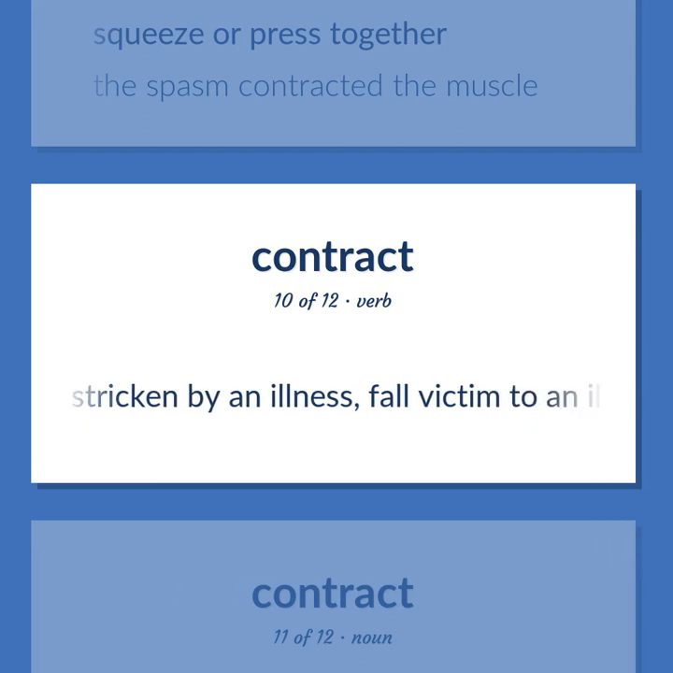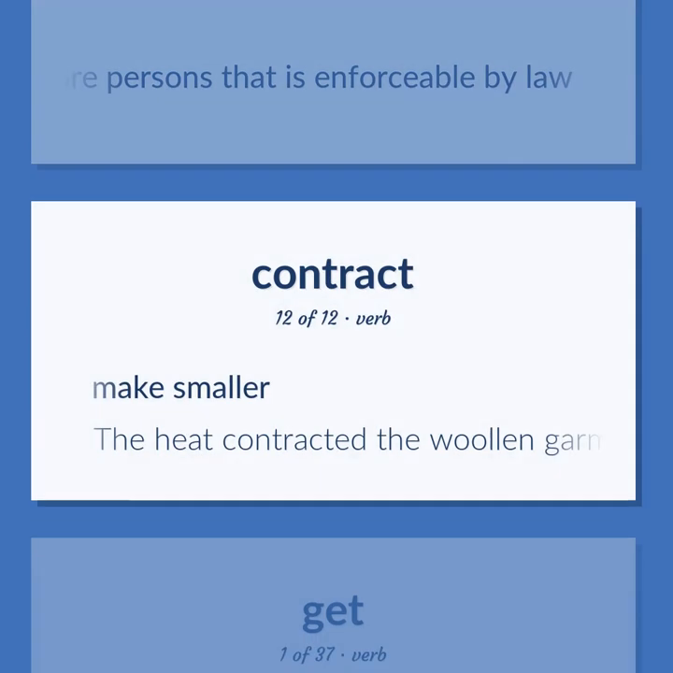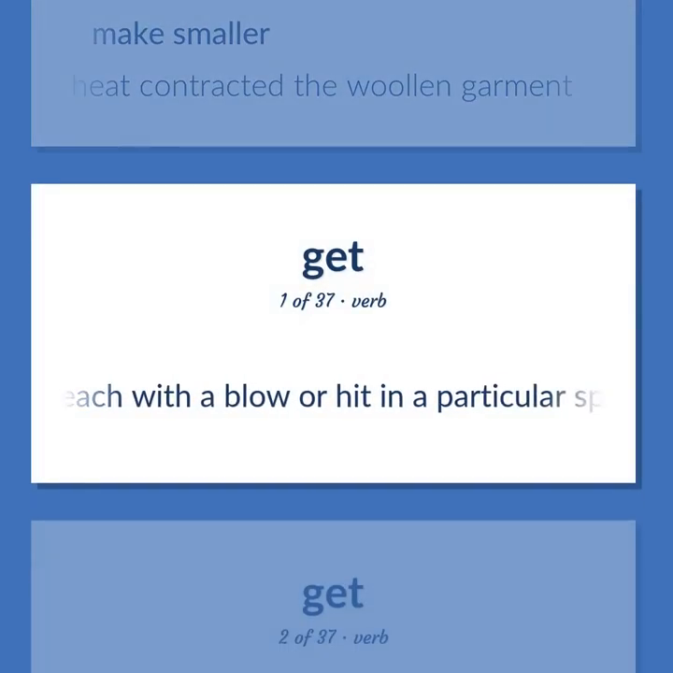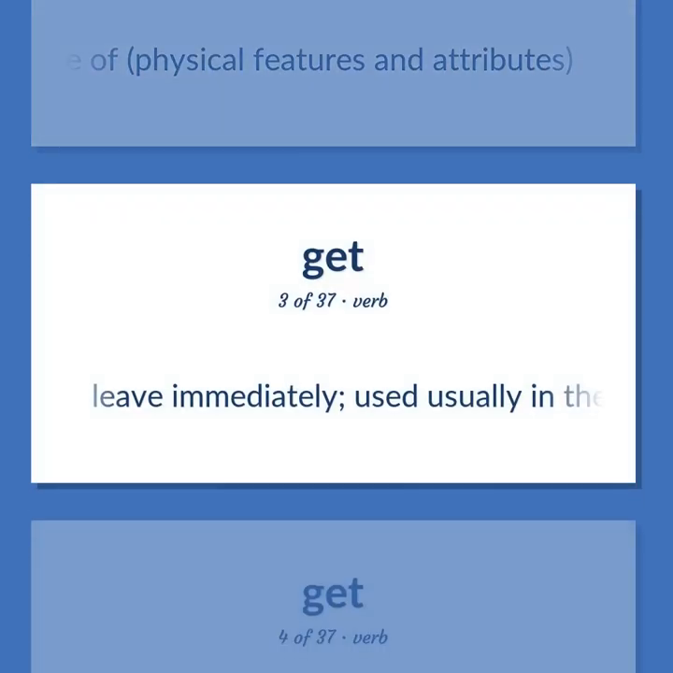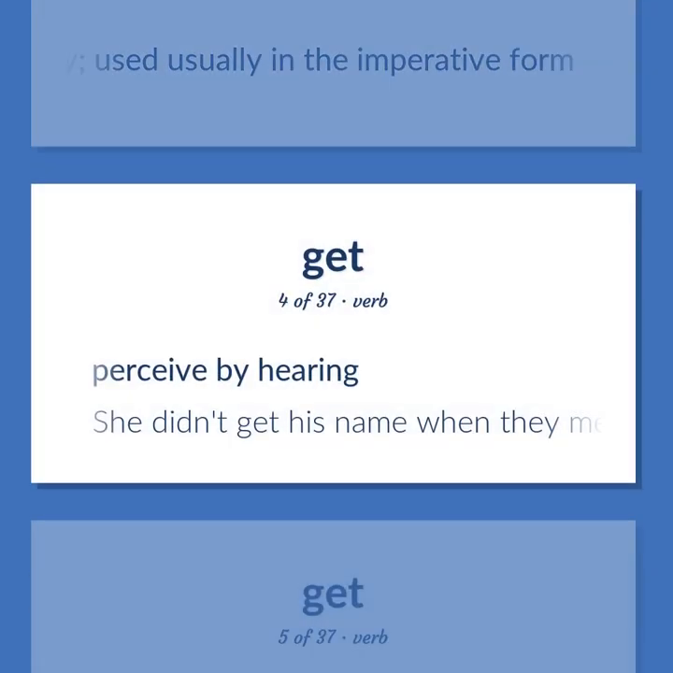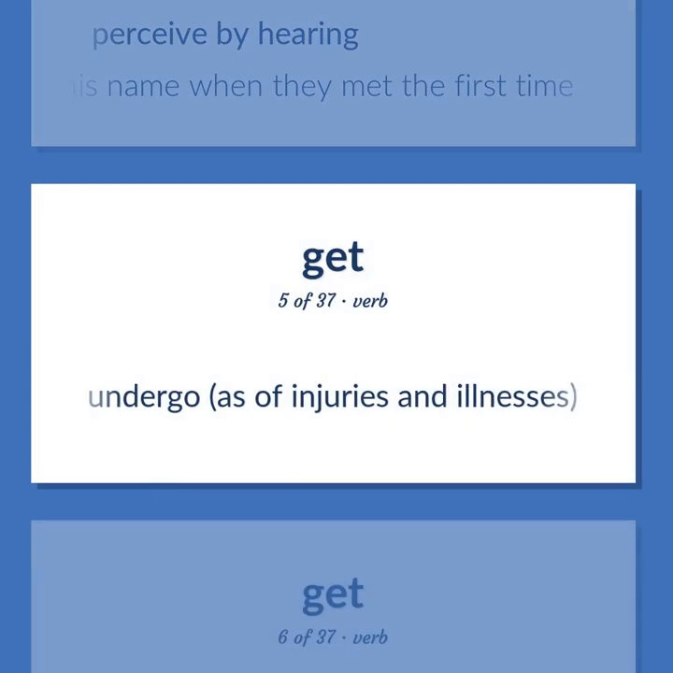Be stricken by an illness, fall victim to an illness. A binding agreement between two or more persons that is enforceable by law. Make smaller. The heat contracted the woolen garment. Reach with a blow or hit in a particular spot. Come to have or undergo a change of physical features and attributes. Leave immediately. Used usually in the imperative form. Perceive by hearing. She didn't get his name when they met the first time. Undergo, as of injuries and illnesses.